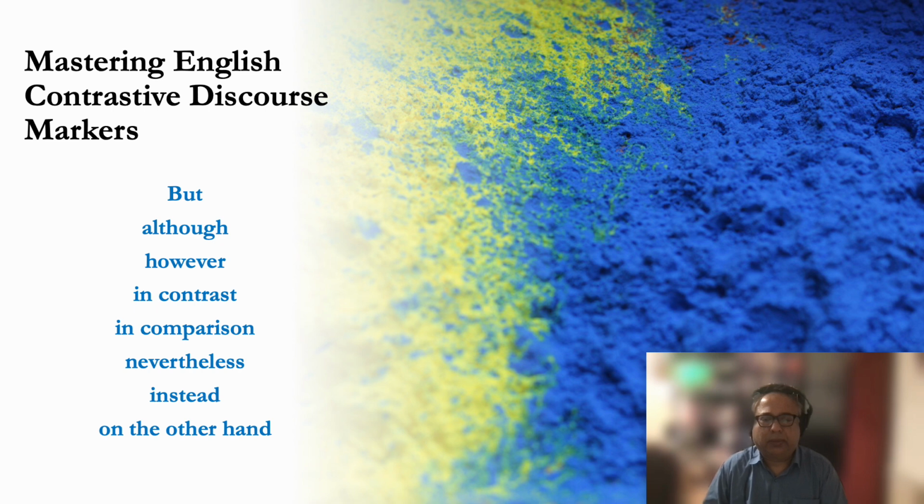You have studied contrastive discourse markers with me before. That was the first lesson. Today I'm going to present some more examples of English contrastive discourse markers. You may be familiar with some of them. One of the most common is but. Today we will study but, although, however, in contrast, in comparison, nevertheless, instead, and on the other hand. So let's begin.